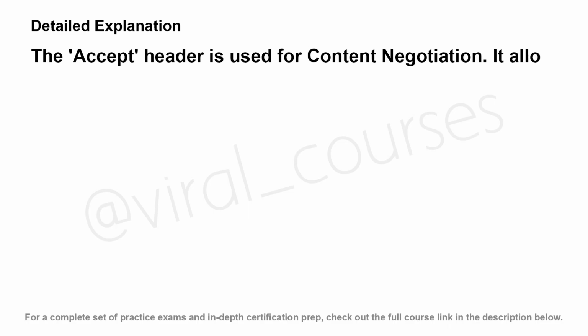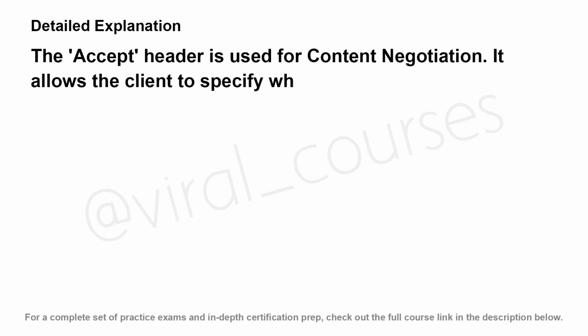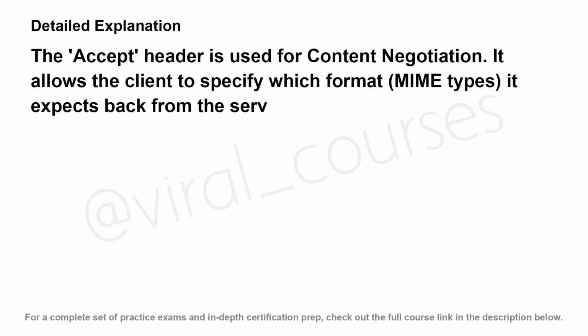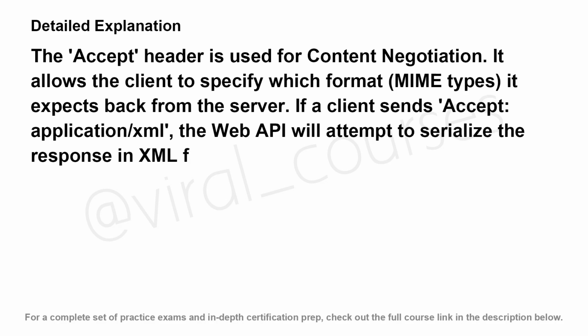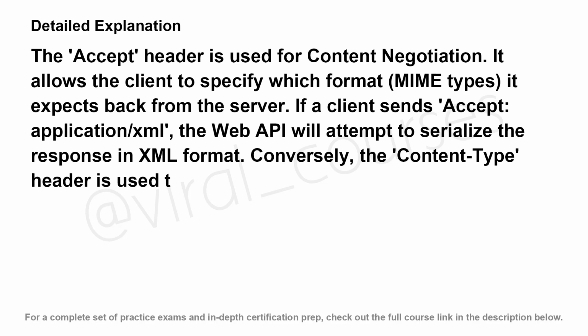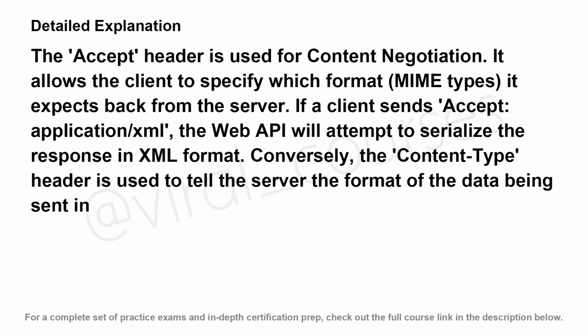The Accept header is used for content negotiation. It allows the client to specify which format, MIME types, it expects back from the server. If a client sends Accept: application/xml, the Web API will attempt to serialize the response in XML format. Conversely, the Content-Type header is used to tell the server the format of the data being sent in the request body.